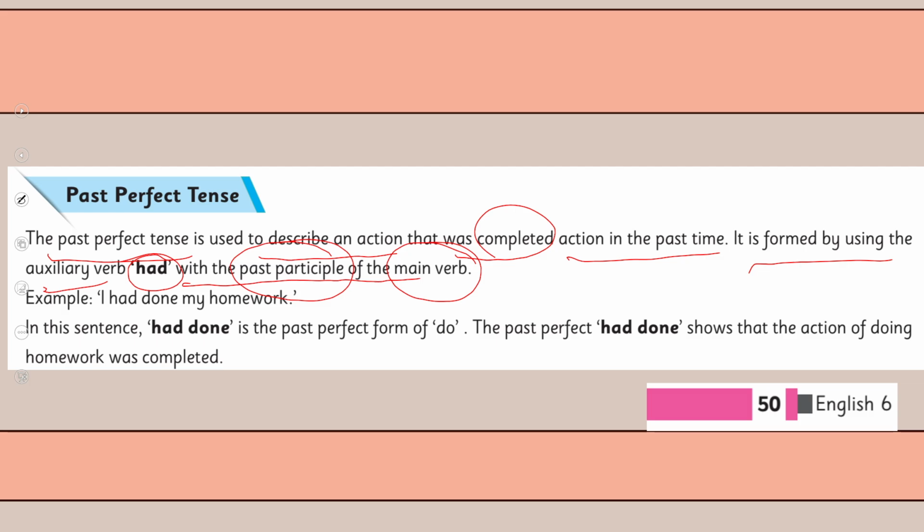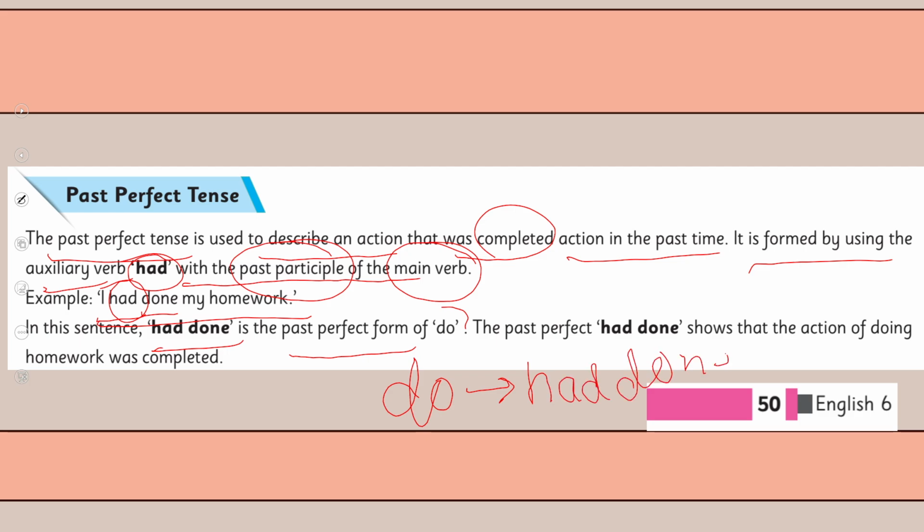For example, I had done my homework. Now, what kind of tense is it? Yes, it is in the past because done is in the past. Had is a past form of have. We can see the word had over here. It's an auxiliary verb. Done is the past form of do, and then my homework. So in this sentence, had done is the past perfect form of do. Do will be transformed into had done.